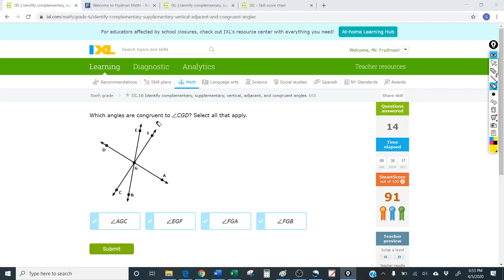Which angles are congruent to angle CGD? Well, where's C? Here's C. Ah, you're not going to trick me this time. I know what I did. There we go. Okay, so starting with C, I go to G, and then I go to D. So this angle over here is angle CGD. Which angles are congruent to CGD? Oh, and I have to select every single one, so there might be more than one.